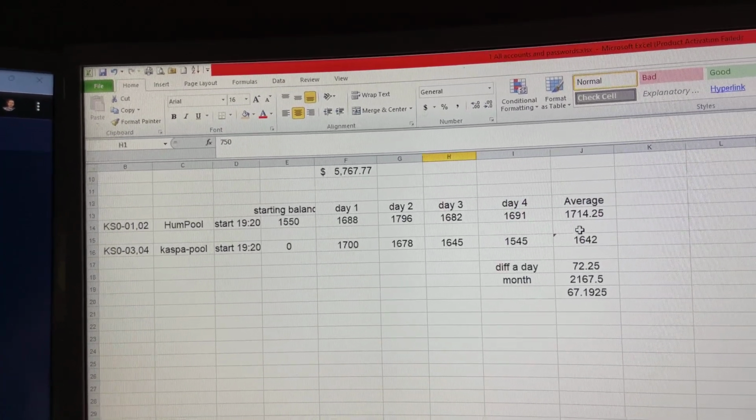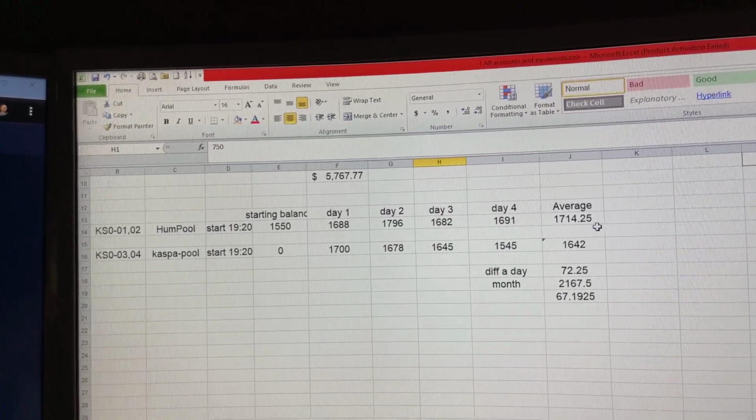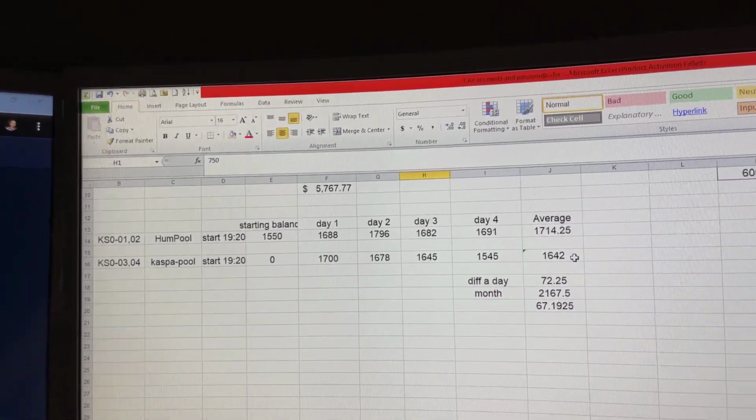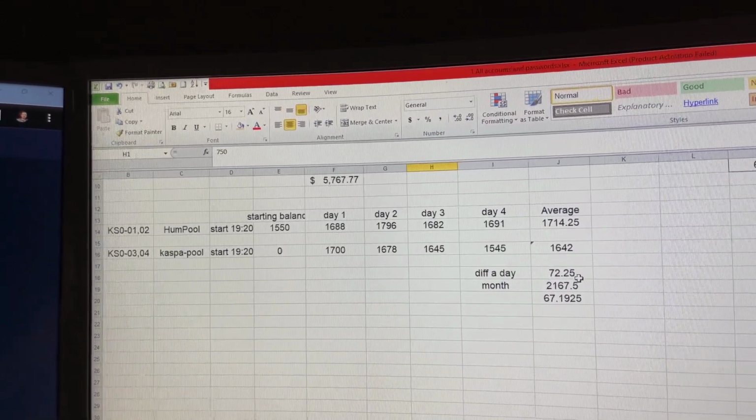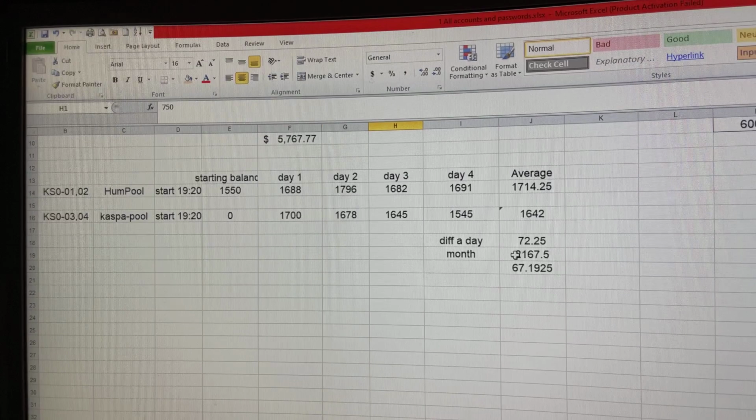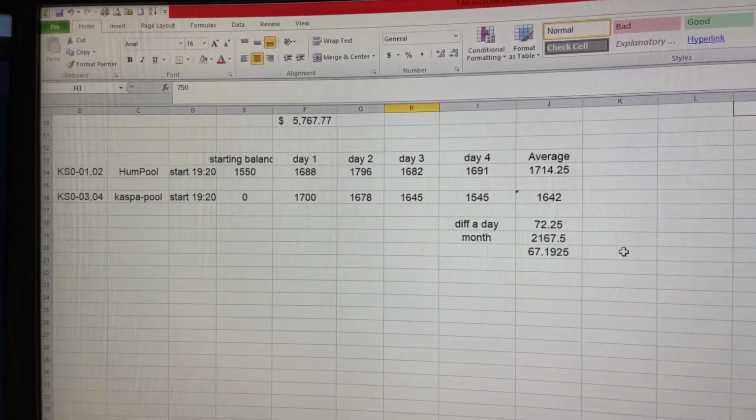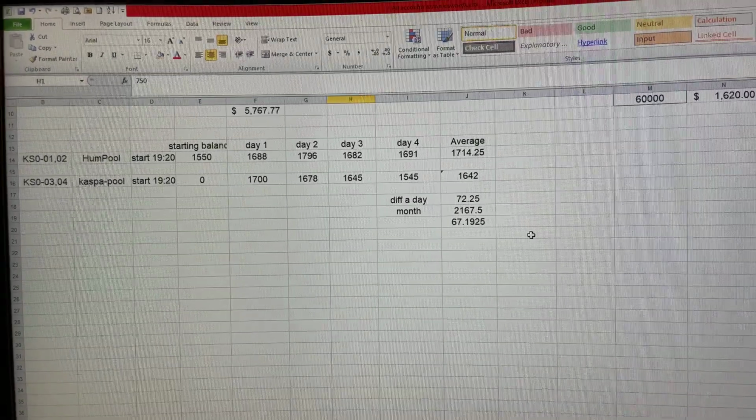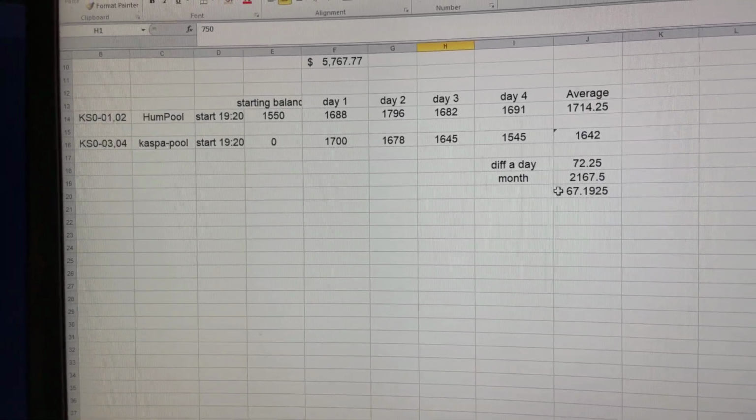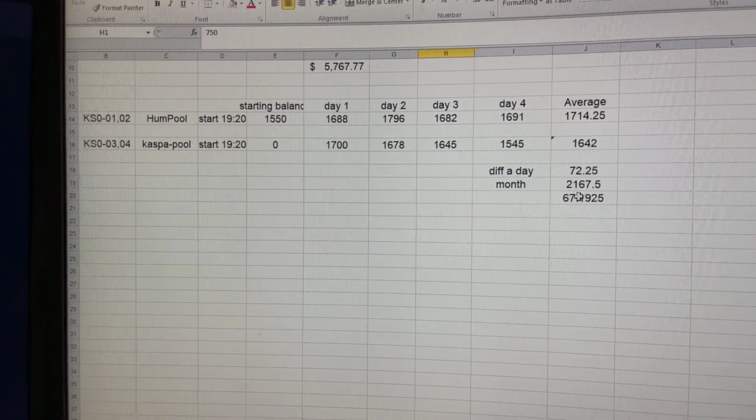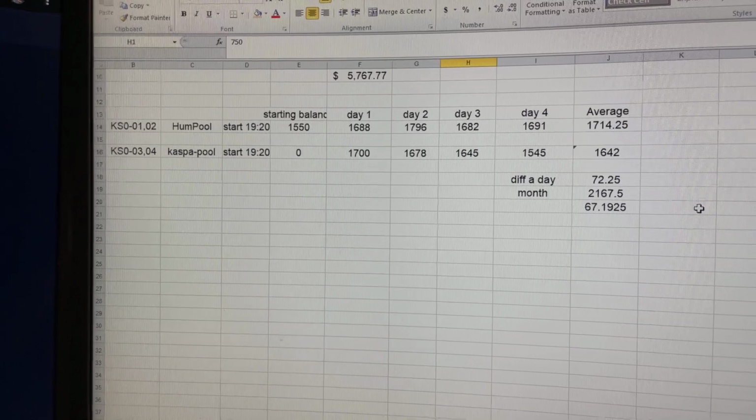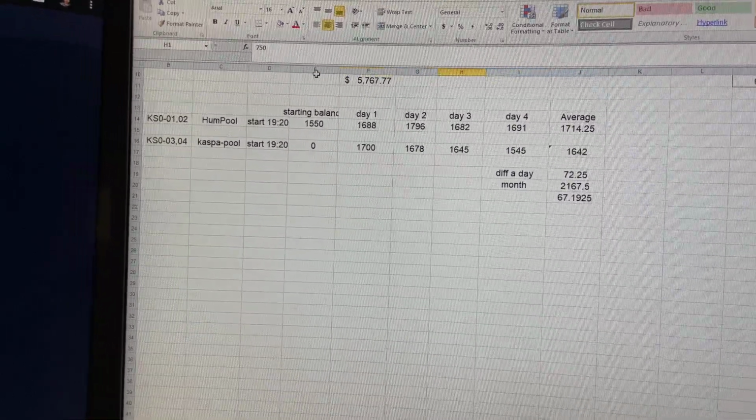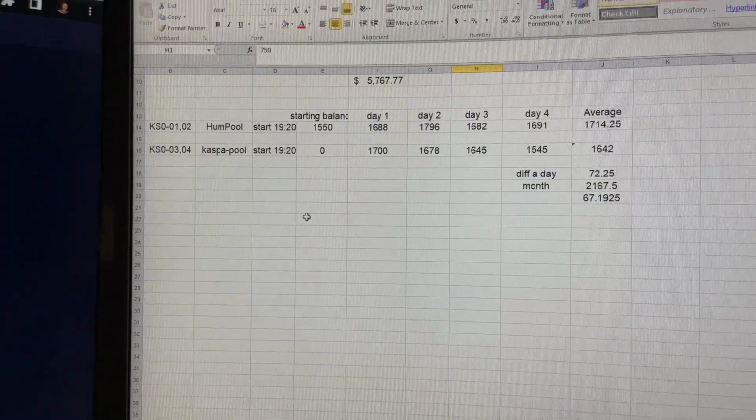So the average for 4 days on the HumPool was 1714 for 2 KS0, and then 1647 on the Kaspa-pool on 2 miners, also KS0. So the difference a day is 72 Kaspa. A month is about 2,167. And of course, this is just a speculative way to look at it: $67 a month for 2 miners. But actually you will pay about $10 per miner for electricity. That's $40. So just on the difference, probably half a month or three quarters of a month will pay the electric bill for the usage of all those 4 Kaspa miners, KS0.